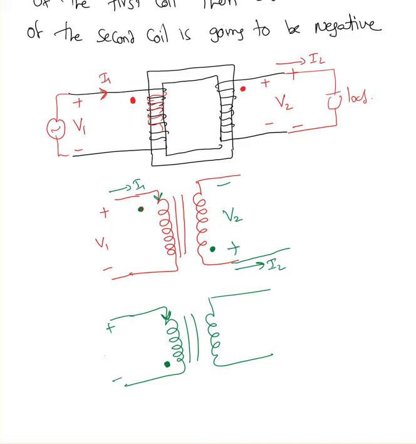Here I have V1 and I1. Since current I1 is leaving the dot, I didn't put the dot here. Suppose, say for example, the dot is right there.